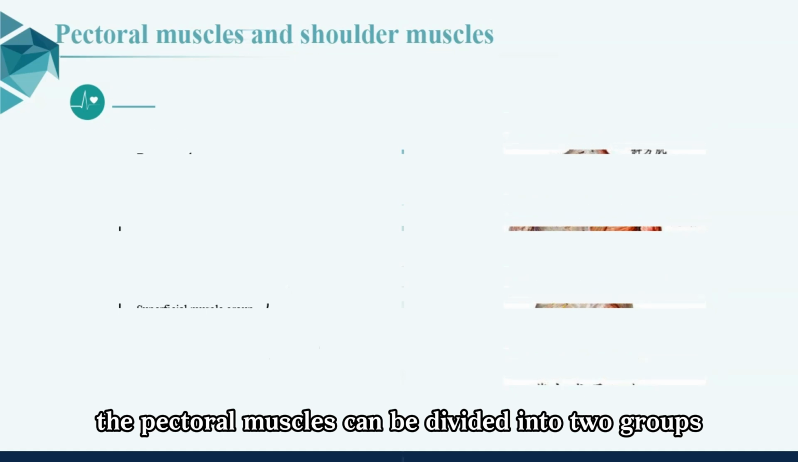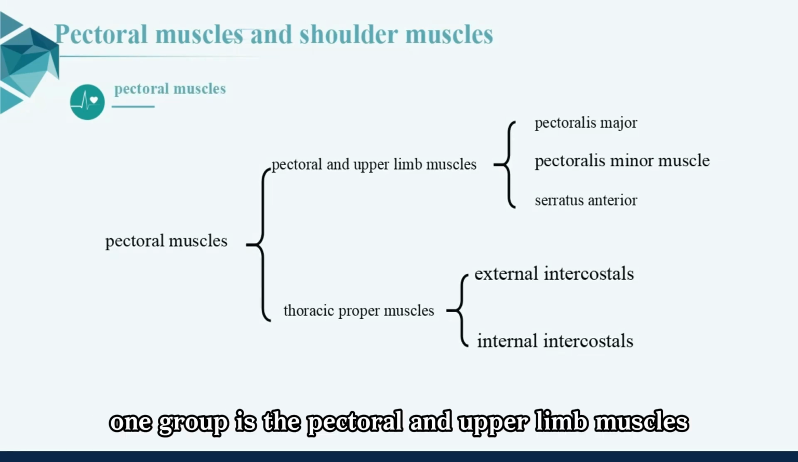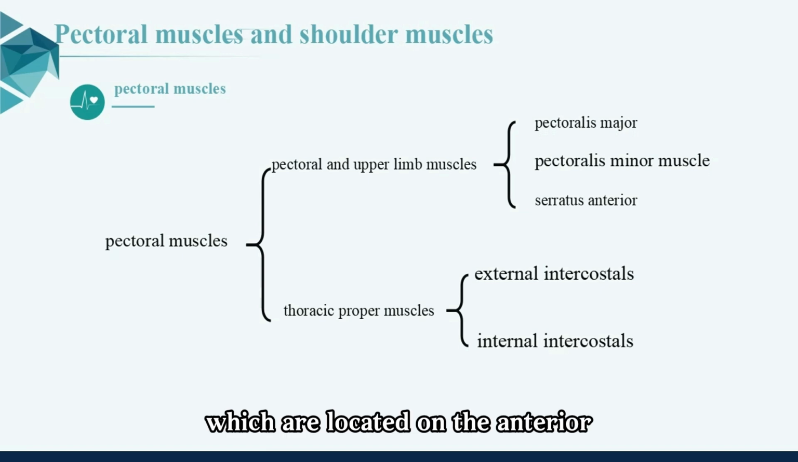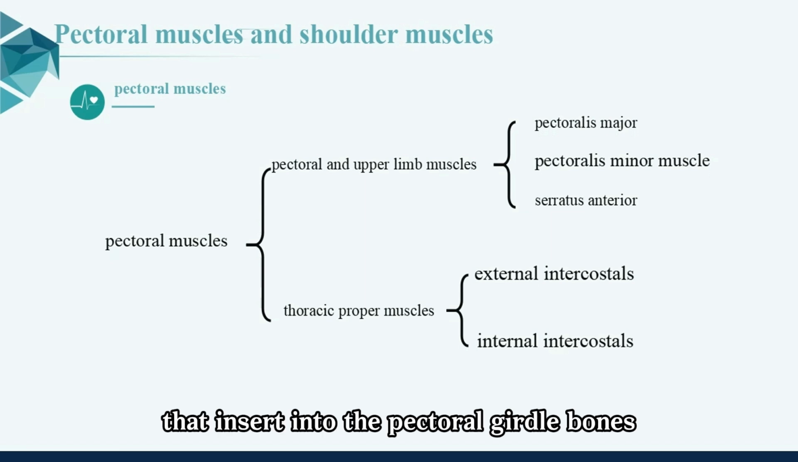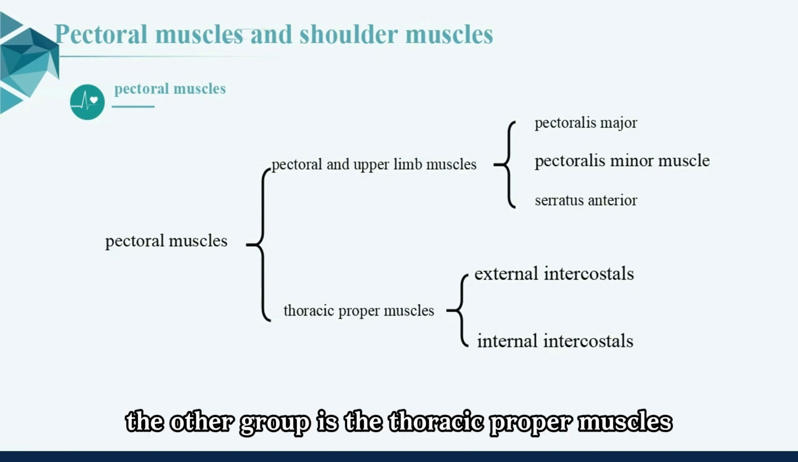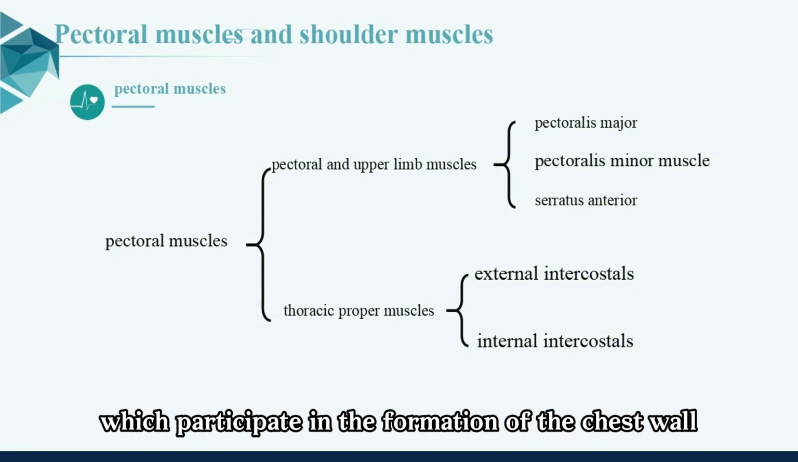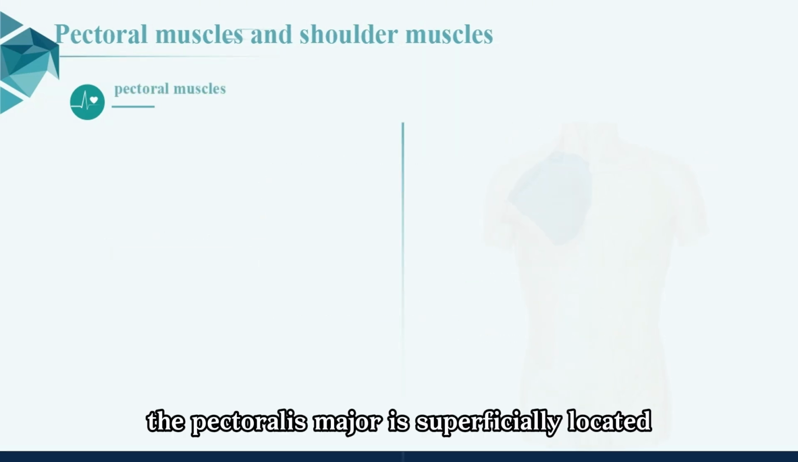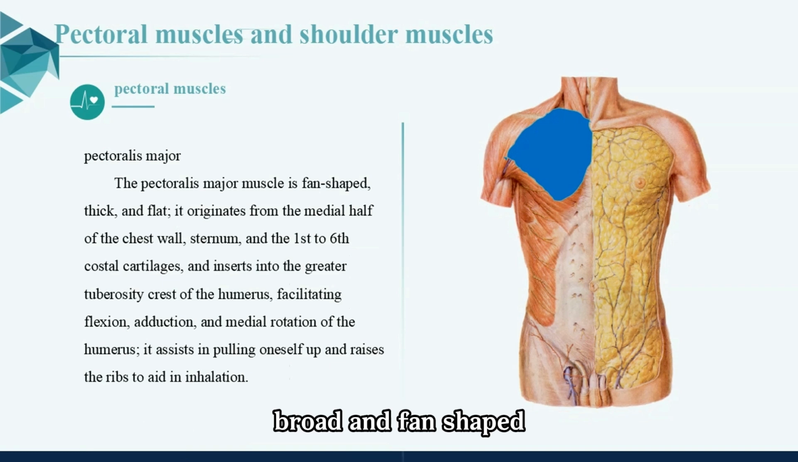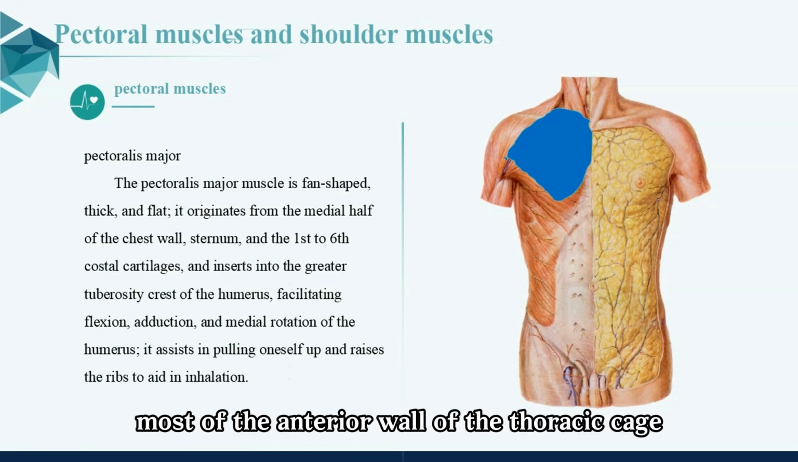The pectoral muscles can be divided into two groups. One group is the pectoral and upper limb muscles, thoracoupper limb muscles, which are located on the anterior and lateral sides of the chest wall. The superficial layer consists of broad muscles that insert into the pectoral girdle bones or humerus. The other group is the thoracic proper muscles, which participate in the formation of the chest wall and retain their segmental nature.